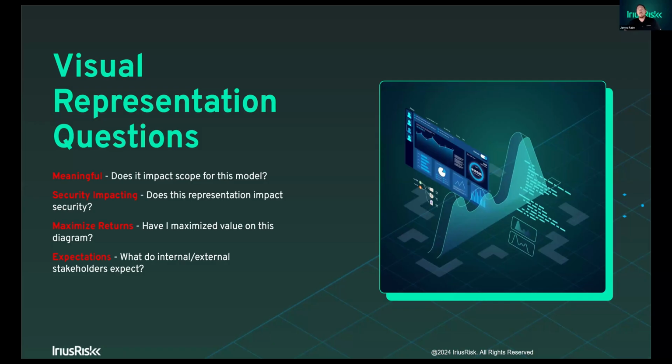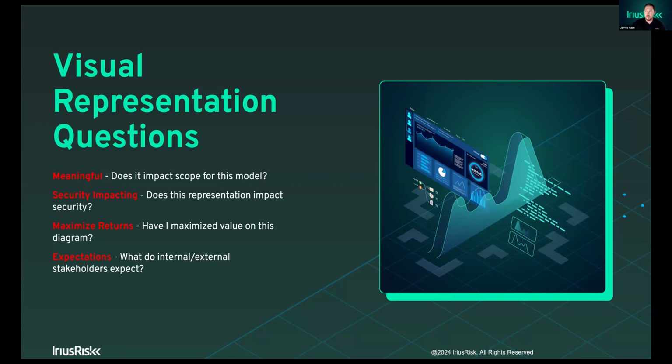All right, so we talked through visual, as we're talking about what to diagram. We think about visual representation questions. And if you guys have joined these sessions in the past, this really isn't going to be too much of a surprise for you. But the first question we ask is, is what I'm about to diagram meaningful for my threat model? Does it positively impact the scope for the model?